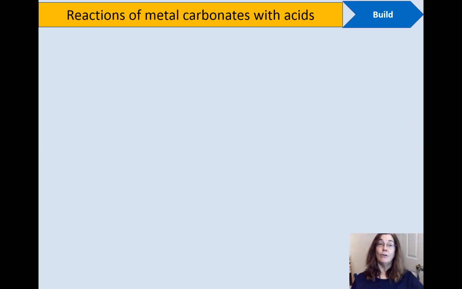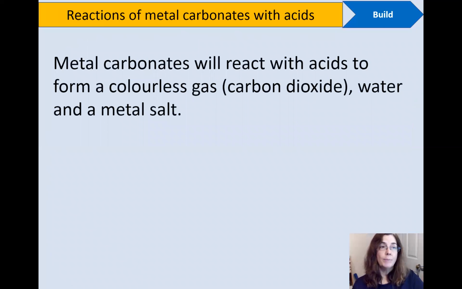Okay, so let's have a look at some reactions of metal carbonates with acids. Metal carbonates do react with acid and they'll form a colourless gas. We see that as a fizz. The gas is given off and we see fizzing, and that colourless gas is carbon dioxide. It also forms water and the metal salt. So it does depend on what the metal carbonate is as to what the metal salt is. I'll give you an example in a minute or two.